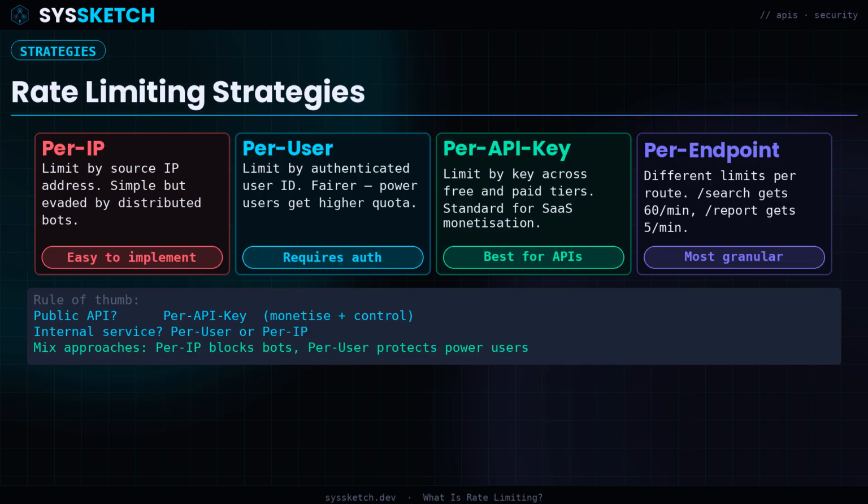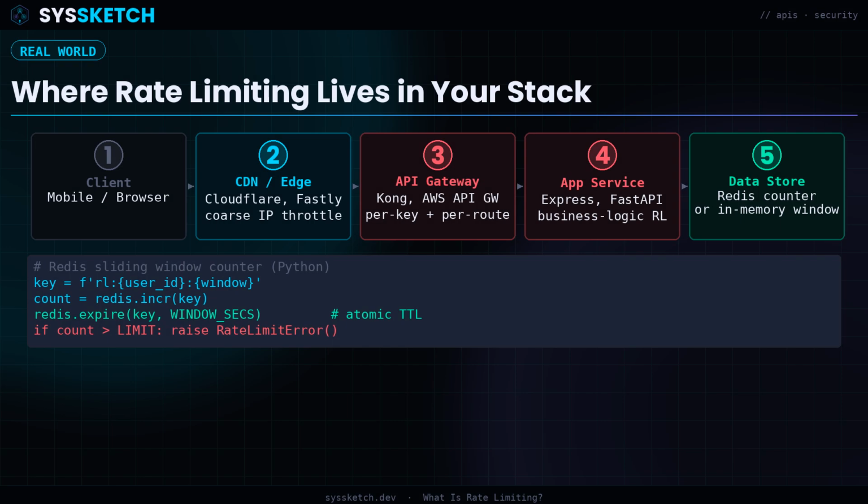Per-API key limiting is the standard approach for developer-facing APIs and SaaS products. Free tier keys get 100 requests per minute. Paid keys get 1,000. It is also your monetization lever. Per-endpoint limiting applies different limits to different routes. Your lightweight GET endpoint might allow 1,000 requests per minute. Your CPU-intensive report endpoint might allow 5.